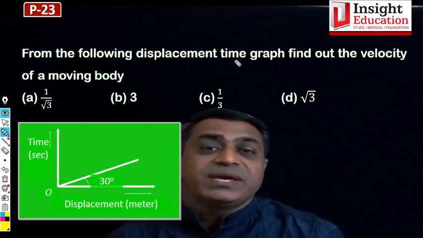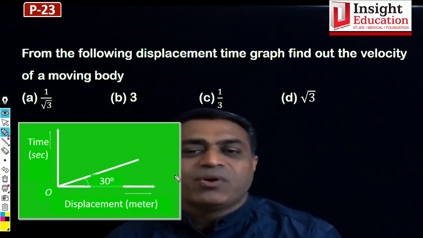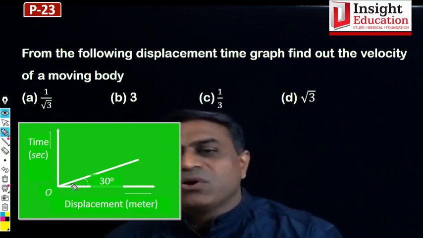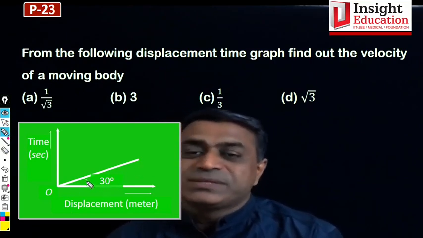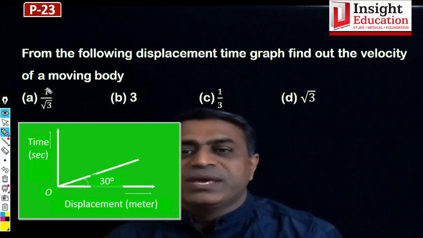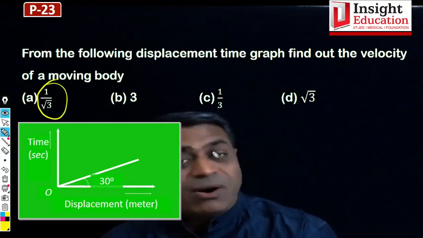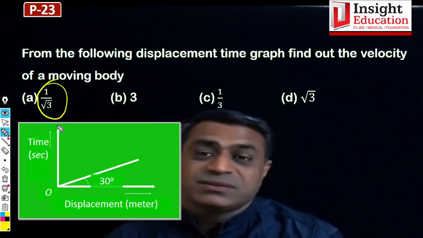From the following displacement-time graph, find the velocity of the moving body. According to this, the slope of the x-t graph represents velocity. So tan 30 is 1 upon root 3, so the answer is 1 upon root 3. But this answer is wrong.